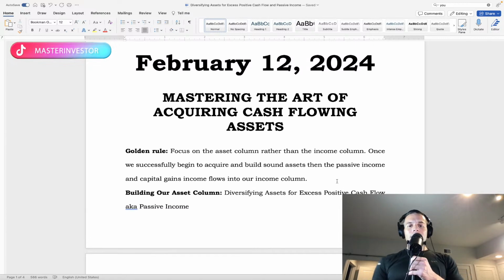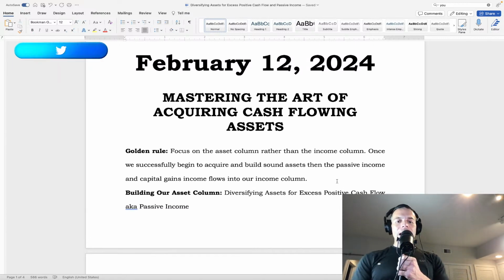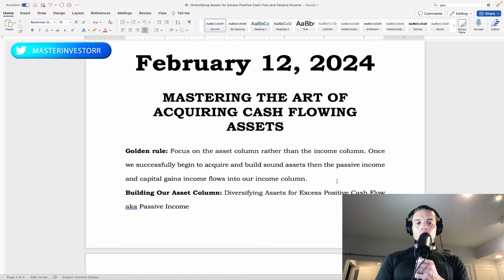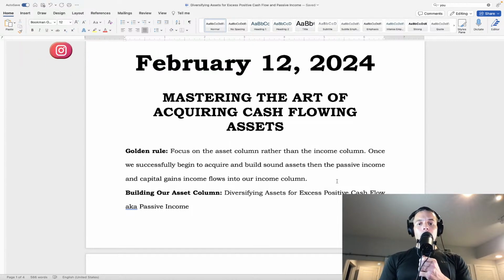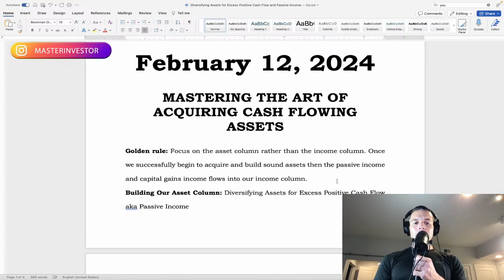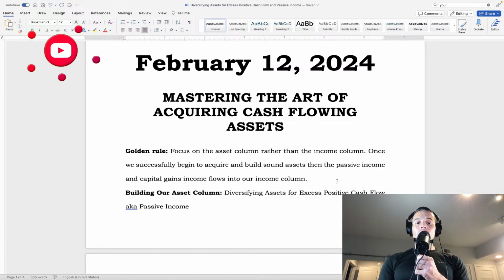Mastering the art of acquiring cash flow and assets. Golden rule: focus on the asset column rather than the income column. Once we successfully begin to acquire and build sound assets, then the passive income and capital gains income flows into our income column.